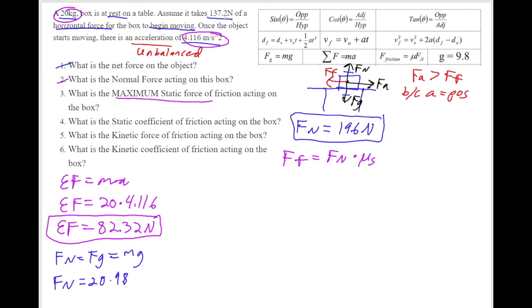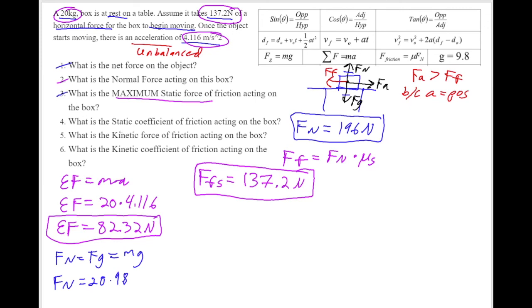If we notice here, it says assume it takes 137.2 newtons of horizontal force for the box to begin moving. What does that mean? That means that we need to overcome 137.2 newtons of force to move this box. This is really just talking about the maximum static force of friction. So in this case, the static force of friction is actually just equal to that 137.2 newtons. And again, the reason is that 137.2 newtons is the force needed to start moving the box. In other words, it's the force needed to overcome that static friction.